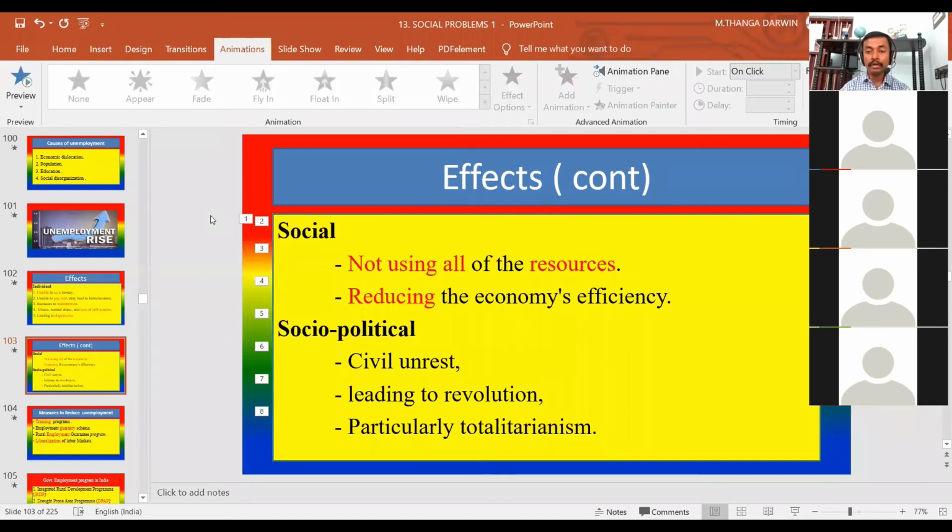Mainly concerning revolution. Revolution, for example: if people don't have a job, what will happen? The people try to search for a job and fight against the government and change the government, and a new kind of government may come. The next effect, particularly totalitarianism, mainly socialism, may happen in socio-political areas. So unemployment affects individually, socially, as well as politically.